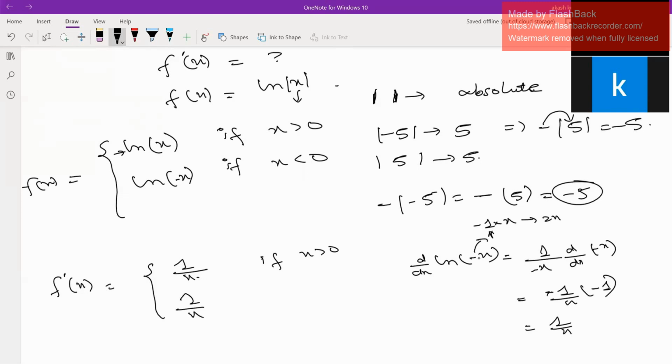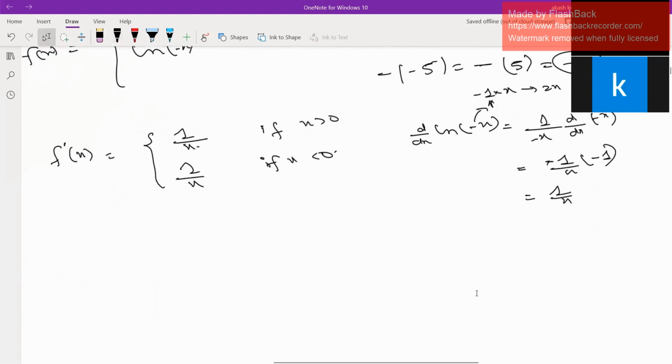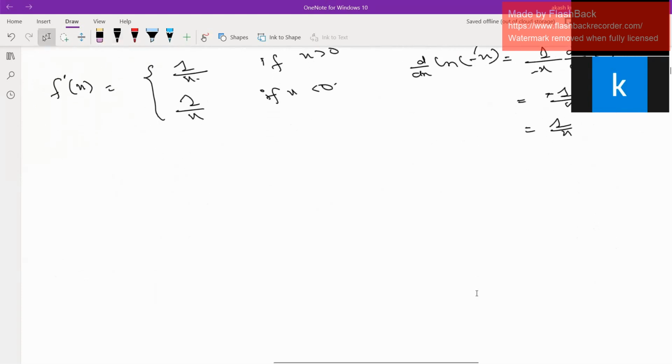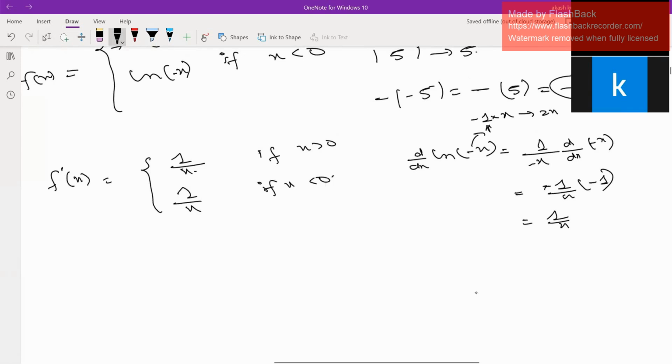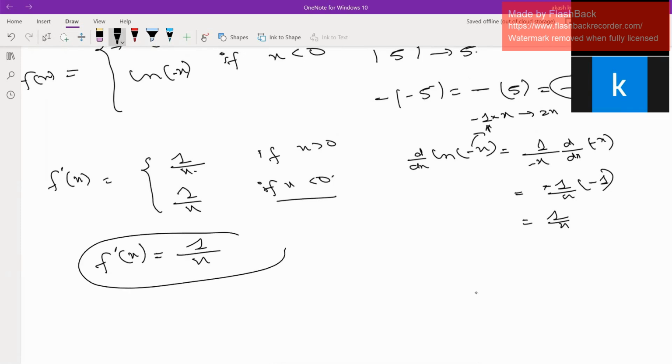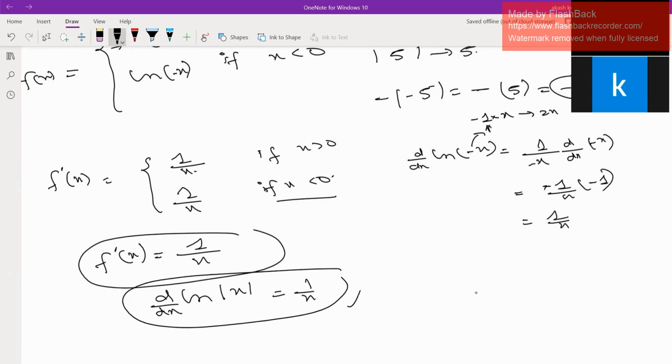Even if we differentiate ln of minus x, where x is less than 0, in both cases, whether x is less than 0 or greater than 0, the derivative of the function f of x is 1 over x. So the derivative of ln of the absolute value of x is 1 over x. Is it clear to you?